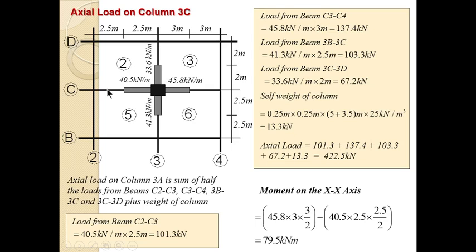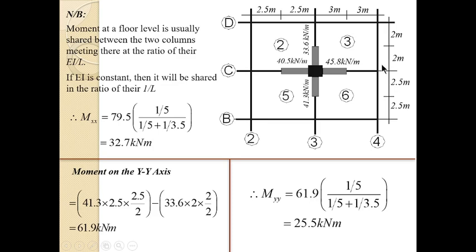And now the counter moment from the opposite one, that's why we have minus. The other one is going to be 40.5, which is this UDL, multiplied by the length, which is 2.5. Then that turns into a point load, and you multiply the point load by the distance in which it will act, and that distance is half of this. That's why we have 2.5 over 2. So when you do the whole of this minus the whole of this, you have 79.5 kilonewton meter, a moment. So that is the moment acting on this in this x direction.